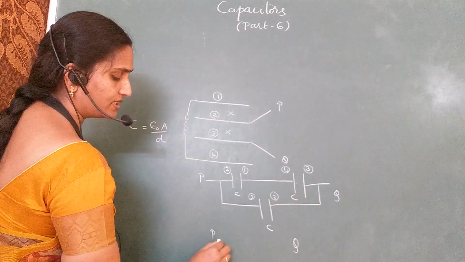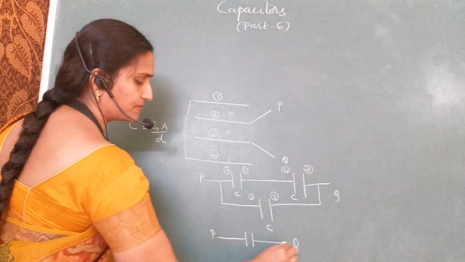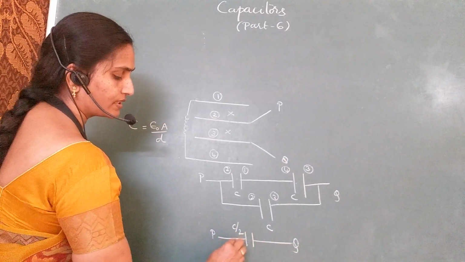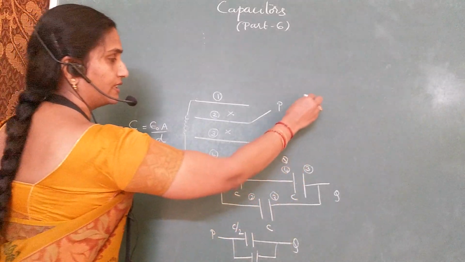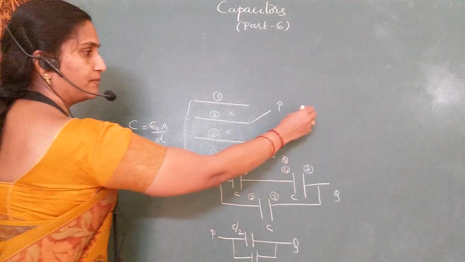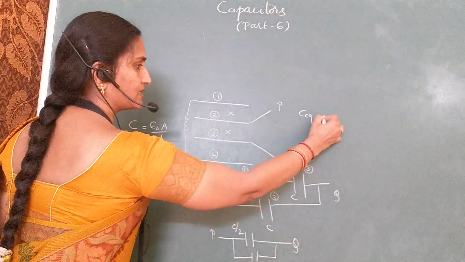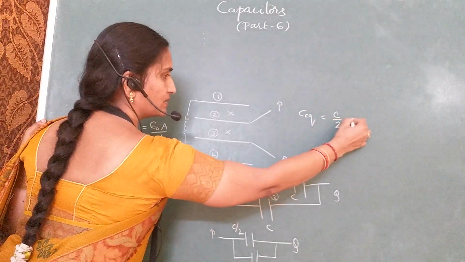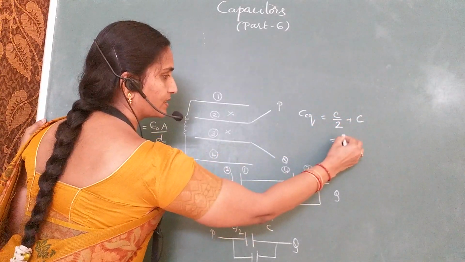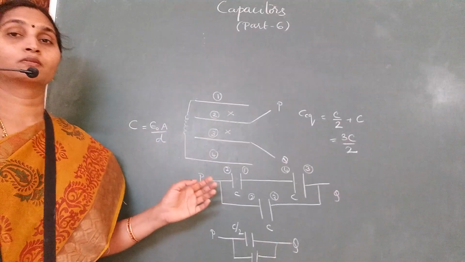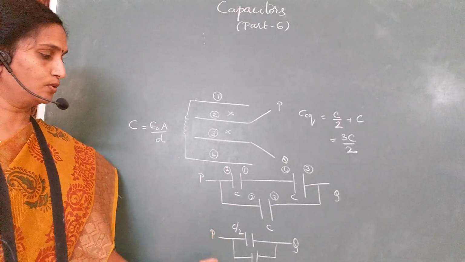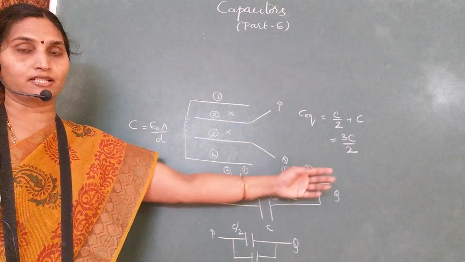C and C in series will become C by 2. That is in parallel to C. You are right? C by 2 and C are in parallel. So equivalent capacitance will be C by 2 plus C. Your answer would be 3C divided by 2. So this is how, when metal plates are given, you can find out the equivalent capacitance.